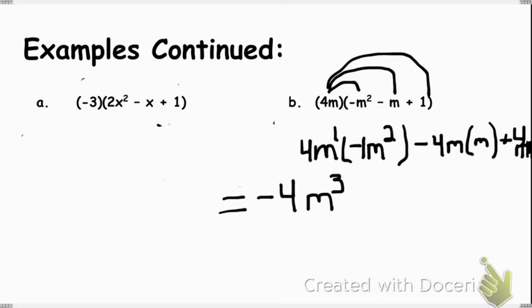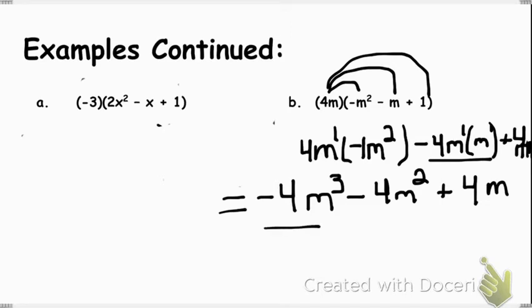And then I have minus 4m times m. So imaginary 1s are there for both, so we're going to add those exponents together. So I'm going to have minus 4m squared plus 4m. This is our final answer because these terms are not the same because of the exponents. Each one has a different exponent. Therefore, this is our final answer.